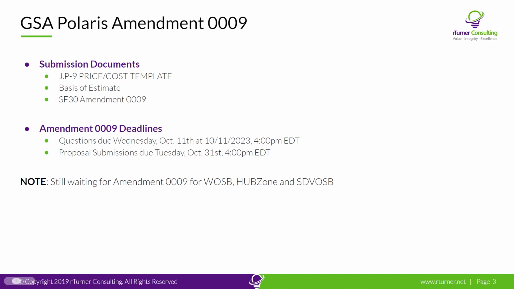Okay, submission documents. So Amendment 9 is small business only. So if you did not bid the small business pool and you're looking at your Polaris Symphony portal and you don't see Amendment 9, do not fret, do not worry. That's normal. This has only been released for small business. They are still yet to release Amendment 9 for the woman-owned small business track, HUBZone IDIQ, and SDVOSB IDIQ.